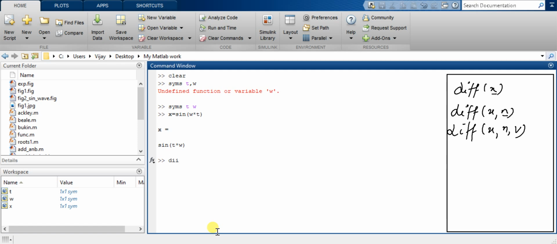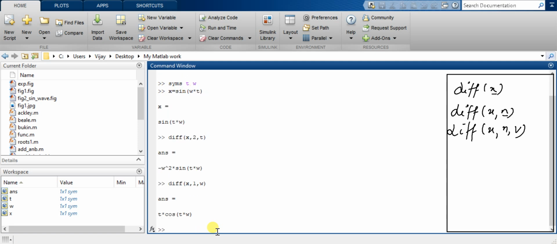Now we want to differentiate this x of order 2 with respect to t. When you enter this, this will give you the second order derivative of x with respect to t. And if we want to differentiate with respect to w, and the order we take here as 1, when you execute this, this will give you the first order derivative with respect to w. I hope this differentiation is clear to you.